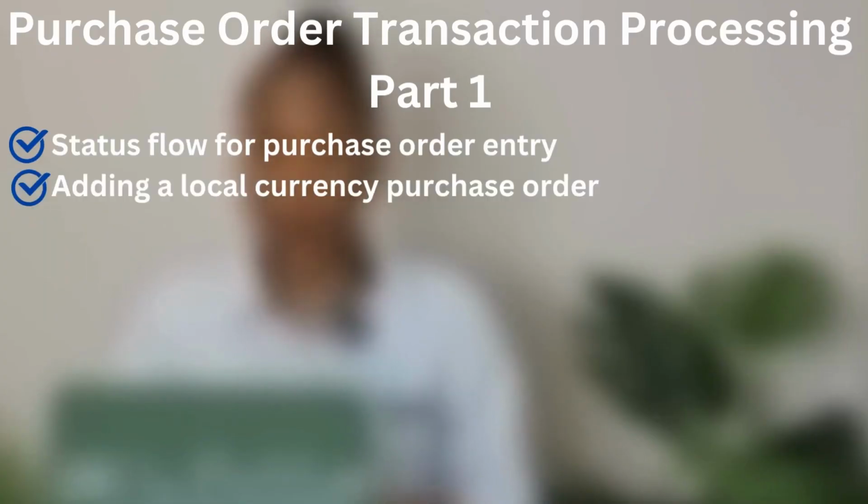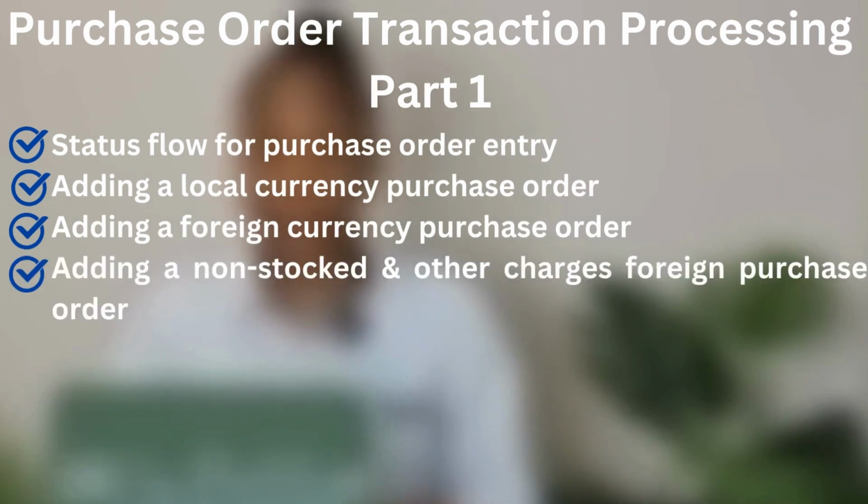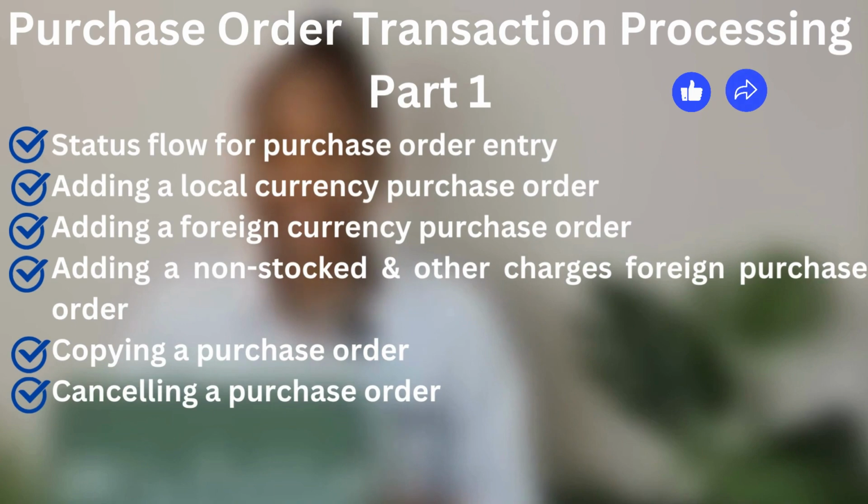And part 1 will include the following: the status flow for purchase order entry, adding a local currency purchase order with stocked and comment lines, adding a foreign currency purchase order, adding a non-stocked and other charges foreign purchase order, copying a purchase order, and lastly, canceling a purchase order.